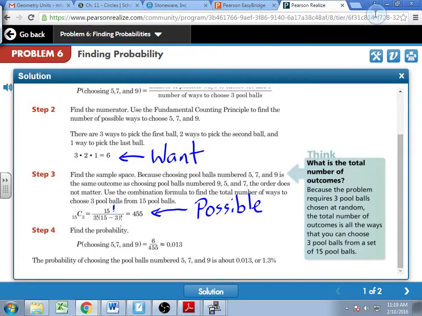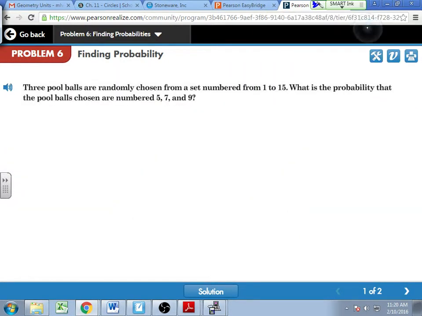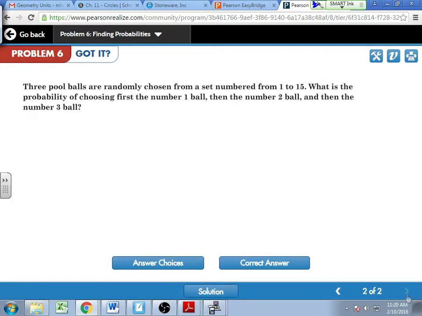Isn't it just the same thing, though? Pretty much. It's close. But isn't it the exact same? Don't you have to choose them in an order though? Yeah, you have to choose them in order: first the number 1, then the number 2, then the number 3. So now this makes it a permutation instead of a combination.